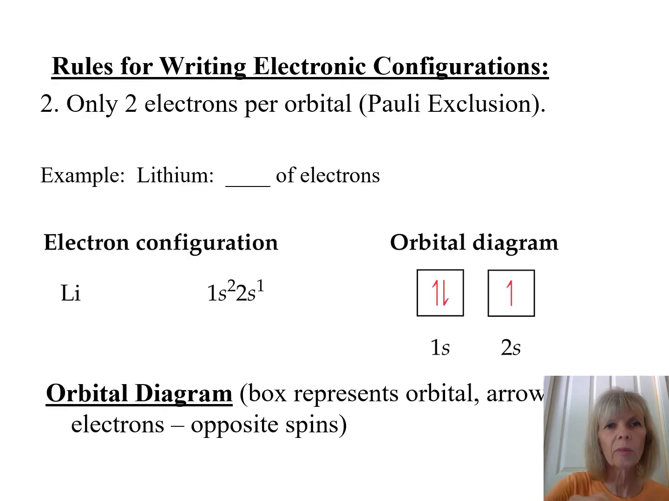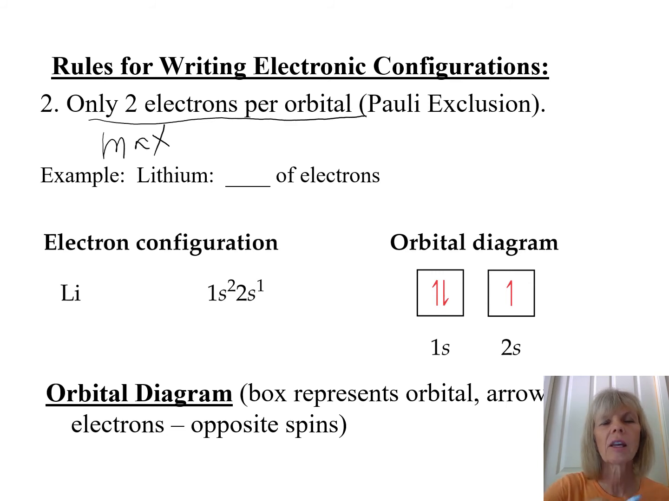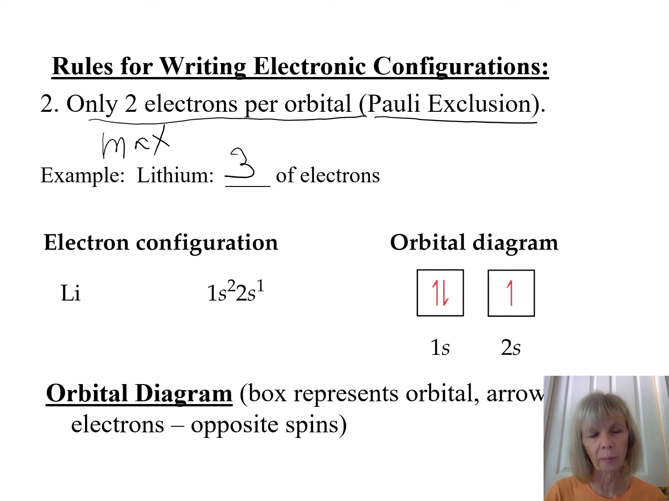Rule number 2 is only 2 electrons per orbital. Again, that's the max. You can have less. And this is called the Pauli exclusion principle that tells us this. So let's look at an example. Let's start by using our elements. We're going to start with lithium. Lithium has 3 electrons based on our periodic table. You could look at the atomic number, which is your protons, which is equal to electrons.